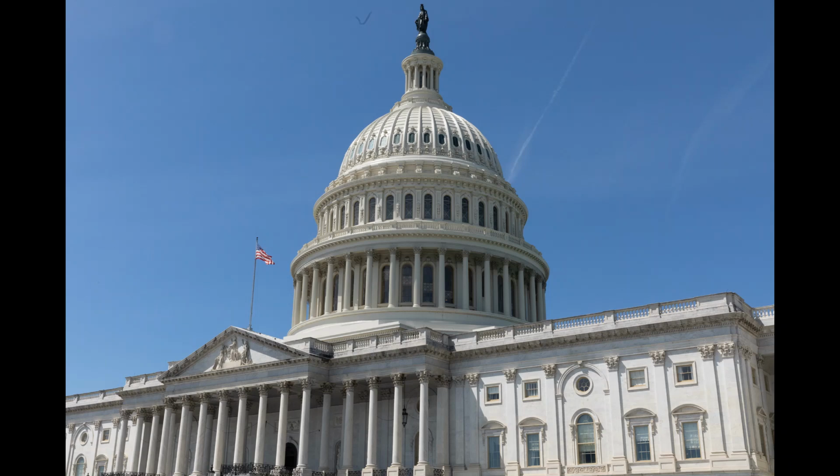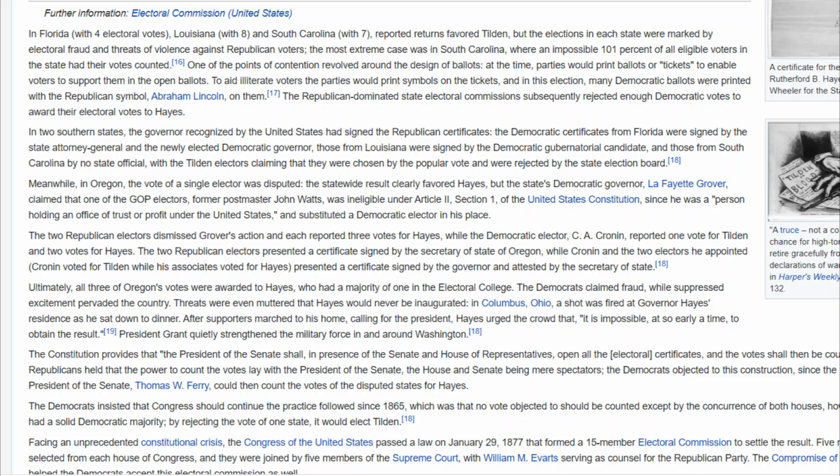Facing an unprecedented constitutional crisis, the Congress of the United States passed a law on January 29, 1877, that formed a 15-member electoral commission to settle the result. 5 members were selected from each house of Congress, and they were joined by 5 members of the Supreme Court. The majority party in each house named 3 members, and the minority party 2. As the Republicans controlled the Senate and the Democrats the House of Representatives, this yielded 5 Democratic and 5 Republican members of the commission. Of the Supreme Court justices, 2 Republicans and 2 Democrats were chosen, with the 5th to be selected by those 4.